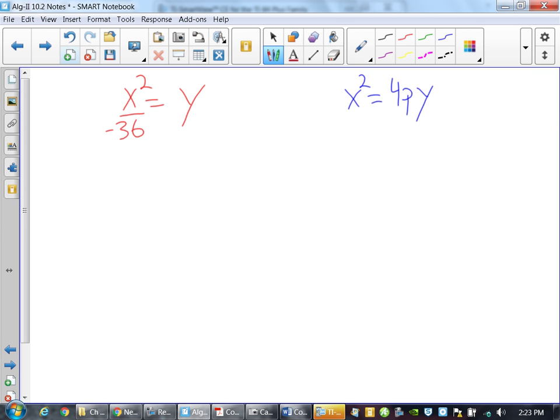Which means I want to isolate the x squared. How do you undo divide by the negative 36? Multiply by negative 36. So we get x squared is negative 36y. Which means negative 36 is playing the role of 4p, not p, 4p. So negative 36 has to equal 4p, which means negative 9 is p. X squared, negative p value, up or down? Down, very good.